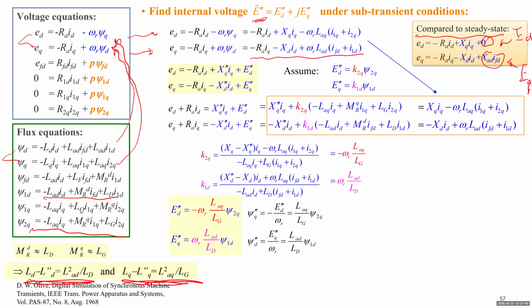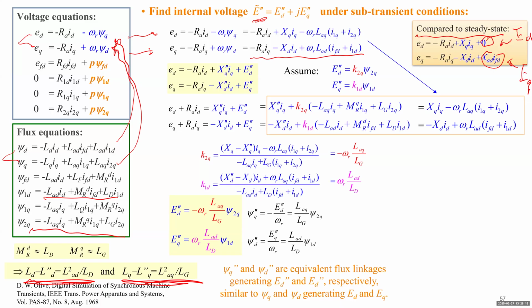But basically, Psi Q double prime is proportional to ED double prime. Psi is not very clear about the meaning, but E is better, right? And this Q can also be very confusing. The EQ means the flux linkage in the Q axis, but actually it will influence the voltage in the D axis. So I personally prefer using ED double prime.